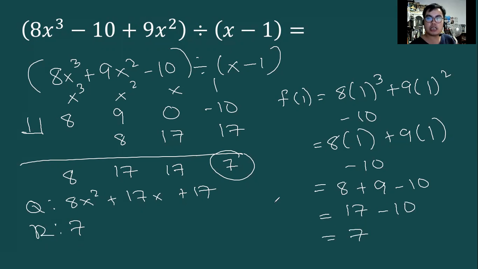So as we see, our f of 1 is the remainder, using the concept of the remainder theorem. So this cannot pass the factor theorem because we have a remainder that is non-zero. So our answer in terms of quotient will be 8x squared plus 17x plus 17 plus 7 over x minus 1.